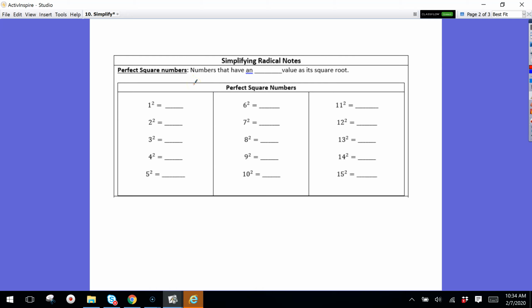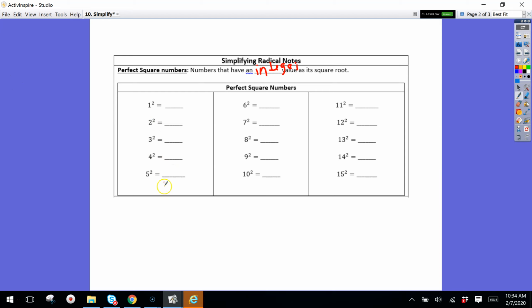So perfect squares are just a number that have an integer value as its square root. So that means it has a nice whole number, like 5, 6, when you go back and take the square root. So we're going to list out our perfect squares. The way we're going to list them out is just by squaring the first 15 numbers.